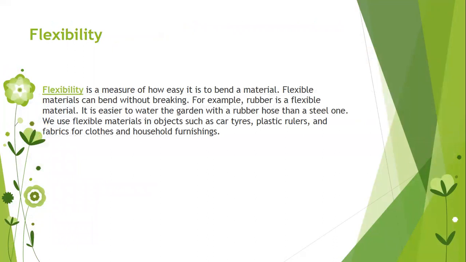Another property of materials, flexibility. Now, flexibility is a measure of how easy it is to bend a material. Now, the material should bend without breaking. For example, rubber and elastic are flexible materials. It is easy to water a garden with a rubber hose rather than a steel one because the rubber hose can bend. We use flexible materials in other objects such as car tires, plastic rulers, and fabrics for clothes and household furnishings.